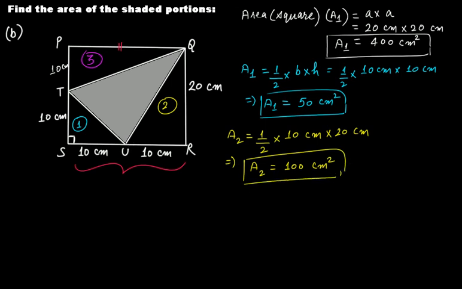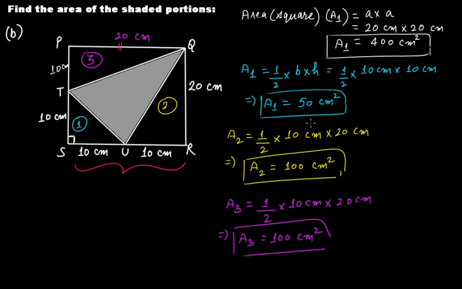Now let's calculate A3. Half times, let's take this as the base, so 10 centimeter. I'm repeating again, you can either take this one as a base or this one as the base. In a right angle triangle you are going to get the same answer. Half times 10 centimeter times height is what? This whole thing is 20 centimeter, and if you solve it, you get A3 as 100 centimeter square.